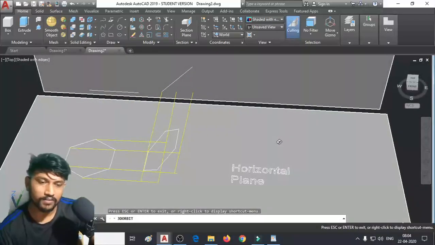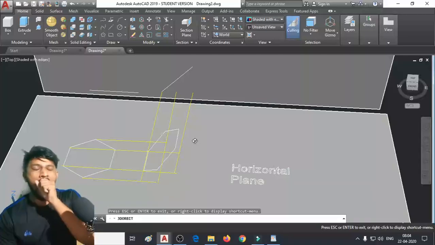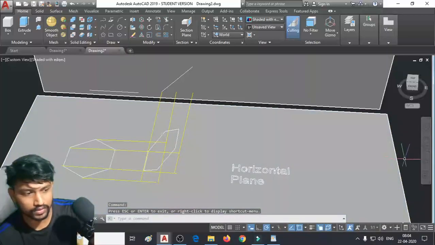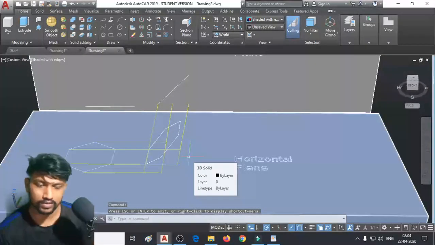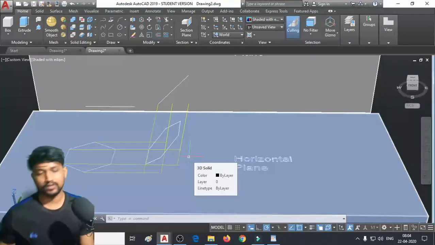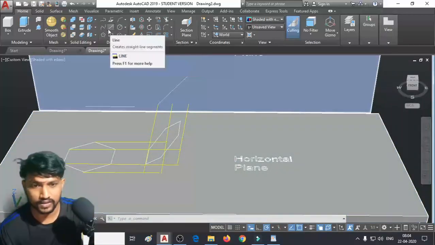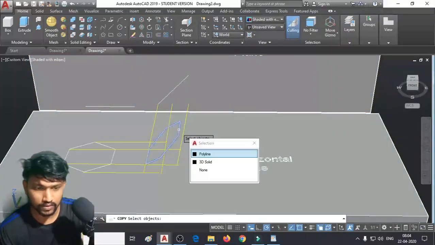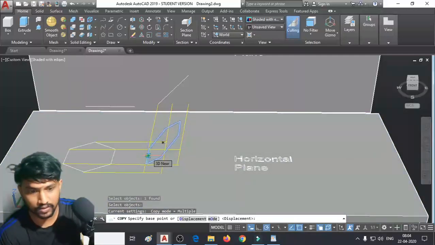we need to keep this one at an inclination of 60 degrees, and then we have to draw the front view and top view of this one. So what I'm going to do is rotate this particular side here through an angle of 60 degrees. First I need to copy this one, select the object and then select the base point.